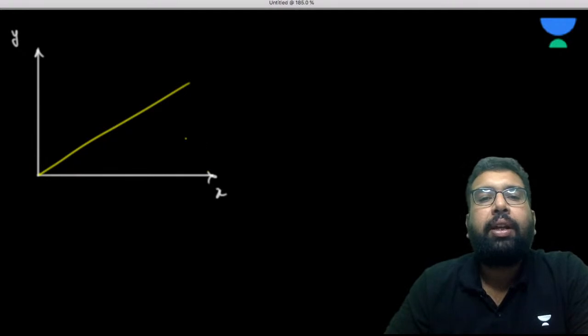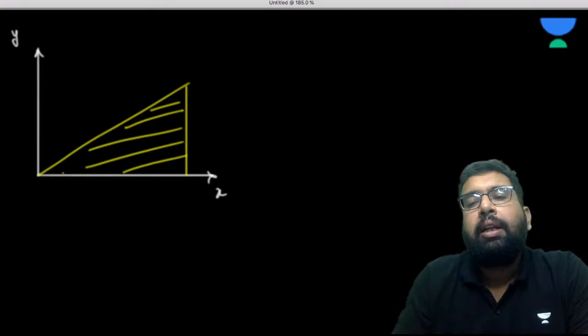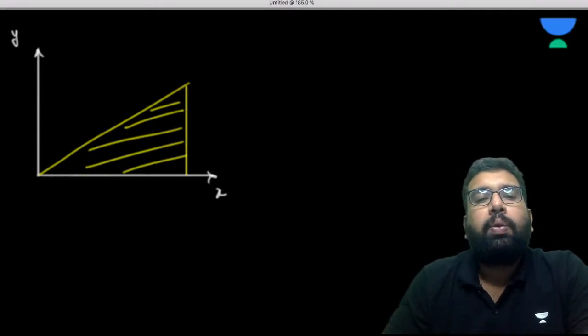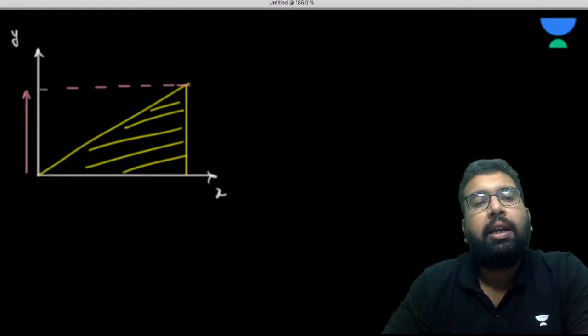Now, in this case, we can definitely find the area under the curve. So how can we find it? It is very easy. Sir, it seems like a triangle. So definitely, if we have this, let's suppose anything it could be.